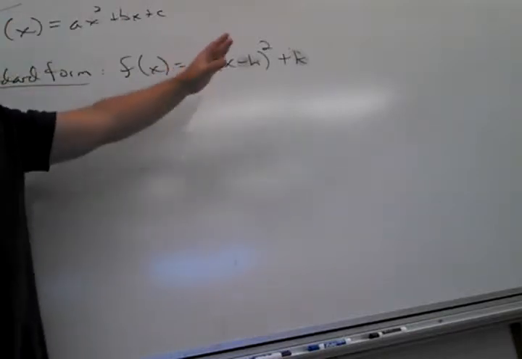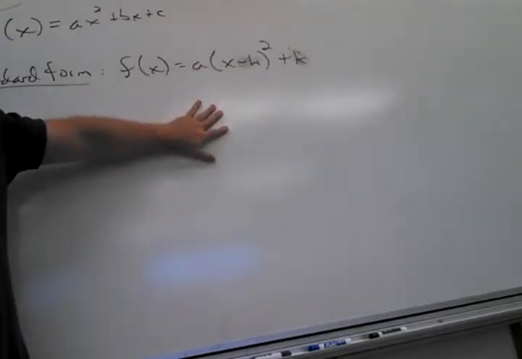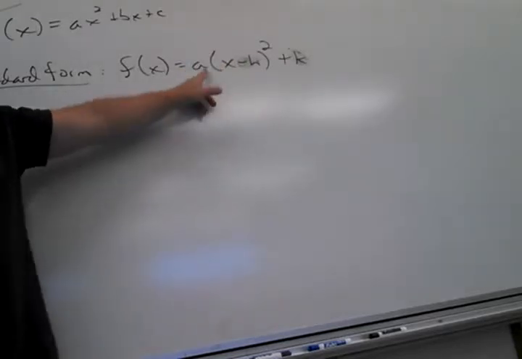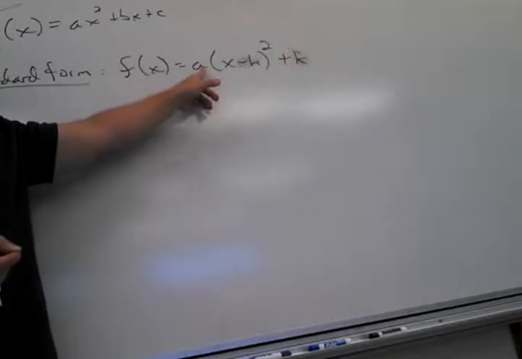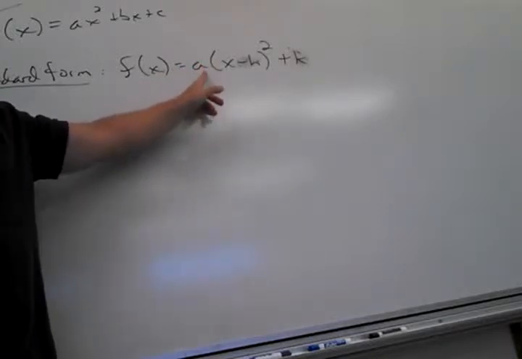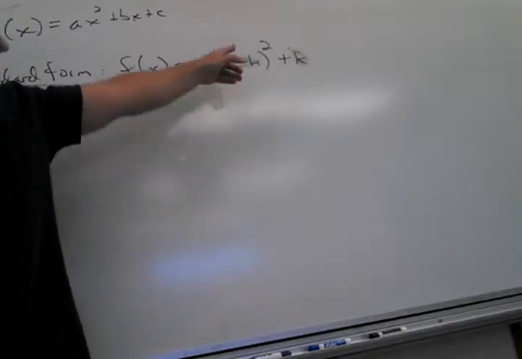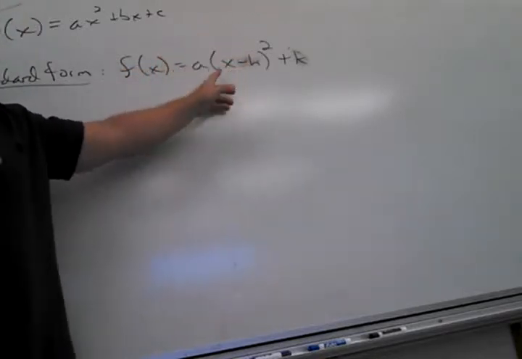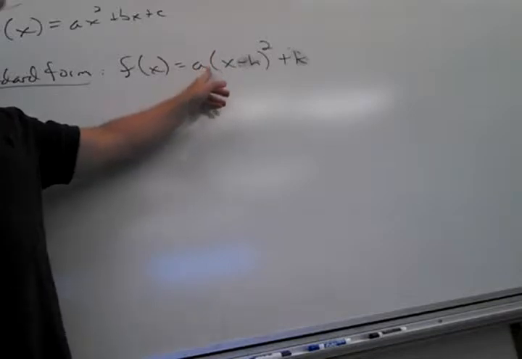So what's going to determine whether it opens up or down? It's the sign of A. If it's negative, it's going to open down. If it's positive, it's going to open up. So that's a lot like the slope. That's very related. It's not the slope. This is the parabola. It's a curve. So you're going to need calculus to talk about its slope. But it is related to the slope.